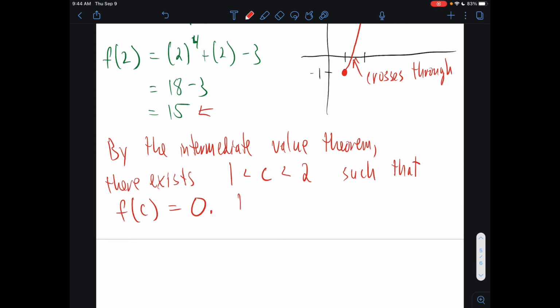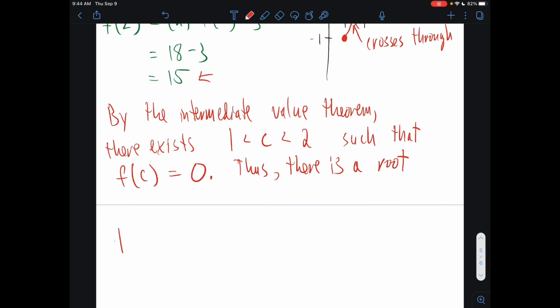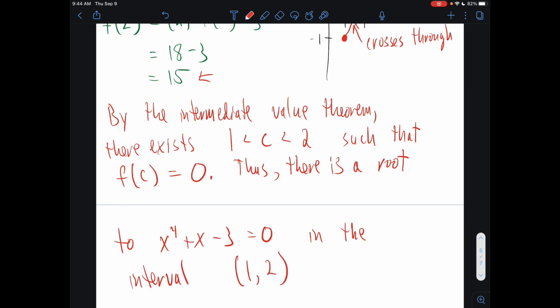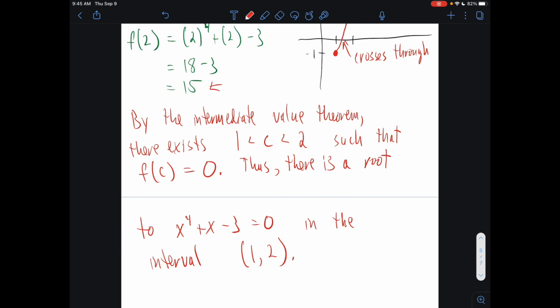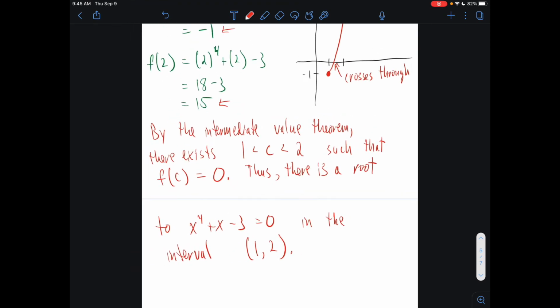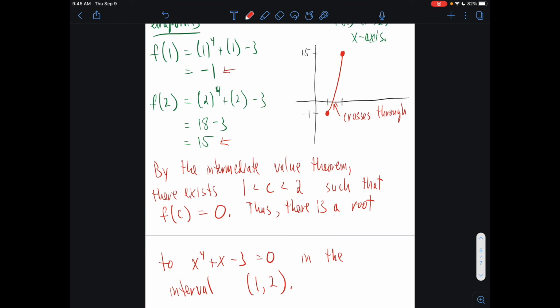And again, what this means is, thus, there is a root to the equation x to the fourth plus x minus 3 equals 0 in the interval 1 to 2, which is what we wanted to find out. So again, like I said, we will see a little bit more about that theorem in a later section in Chapter 3. We hit a similar idea with that. But this is one way that that theorem could be used to figure out where roots would exist for polynomial equations.